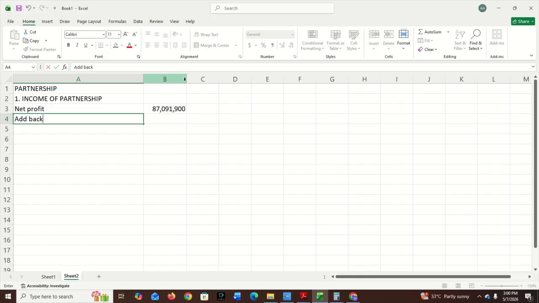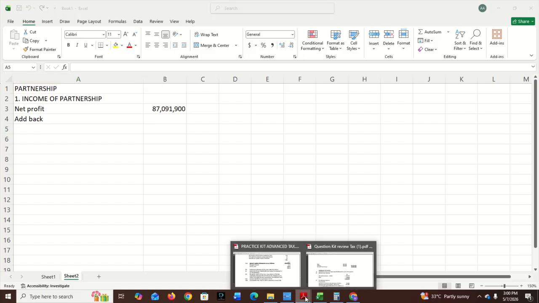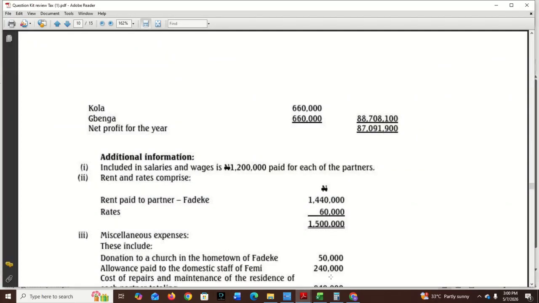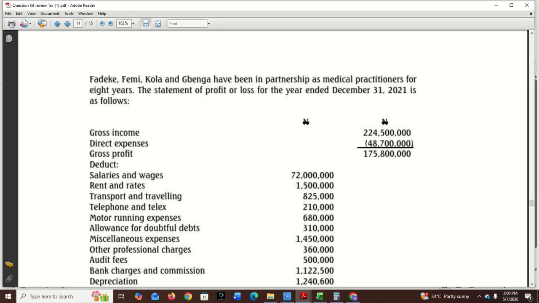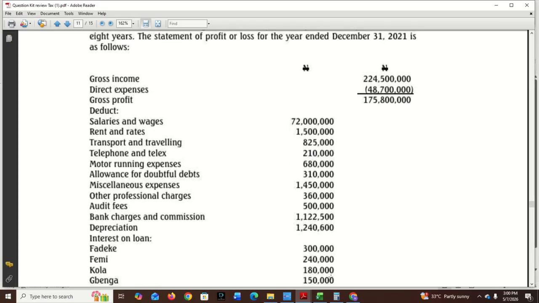Let's check the question. Let's look at the expenses and we'll start picking the ones that are not allowable. So our salary is allowed. Rent and rate, let's go and see what makes up rent and rate.